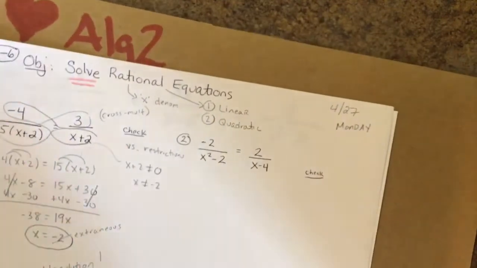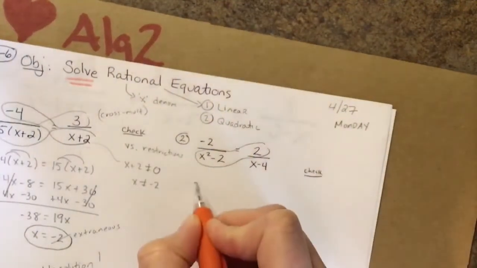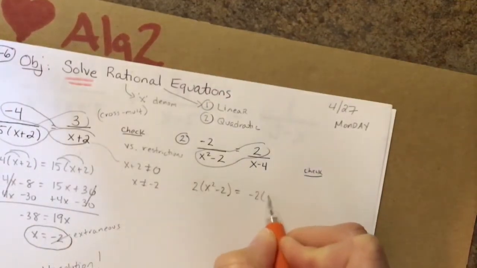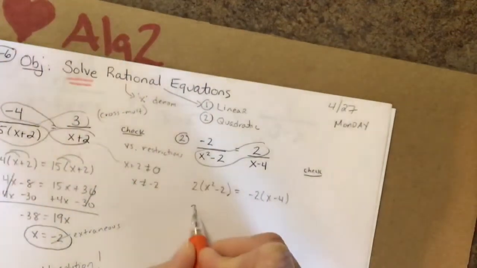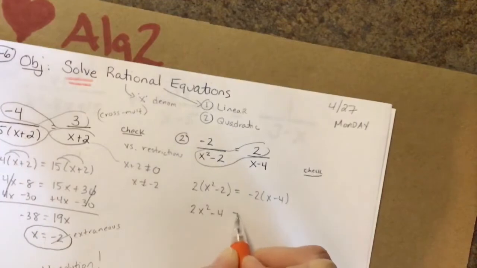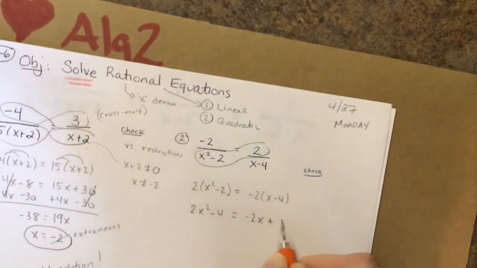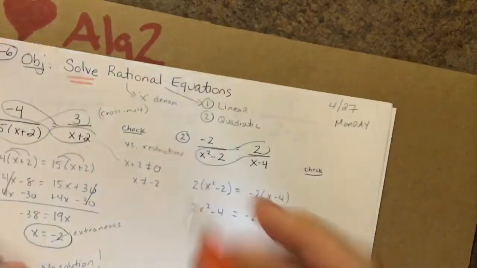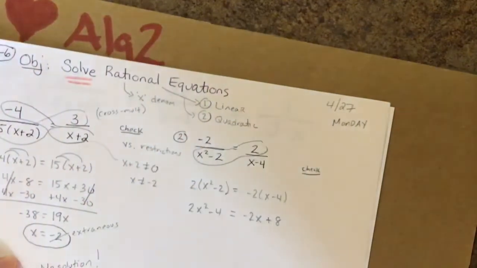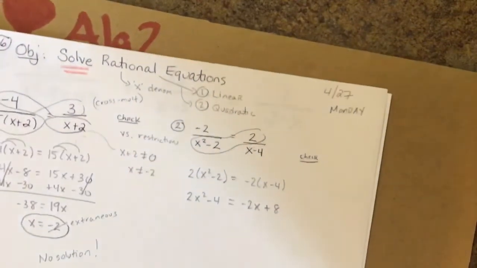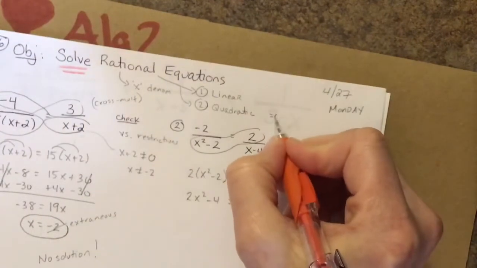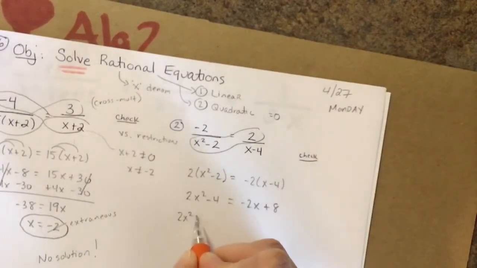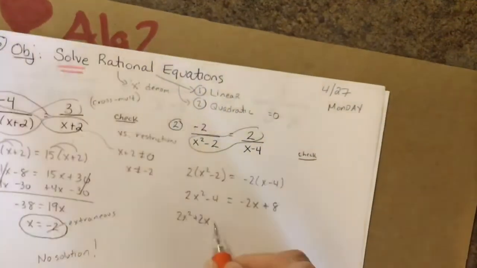We're going to cross multiply. All right, distribute. So I'm going to distribute 2 to x squared minus 2, and then -2 to x minus 4. So we get 2x squared minus 4, and then -2x plus 8. Now, this is not linear. This is quadratic, x squared. So quadratics, you want to set equal to 0. So I'm going to add 2x and subtract 8, so negative 12.